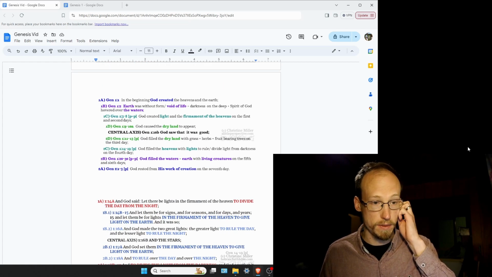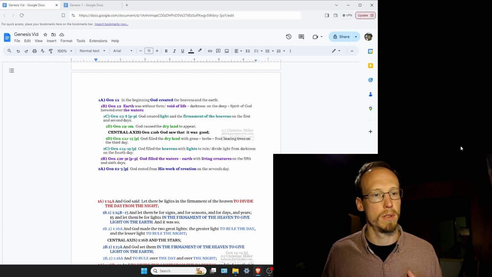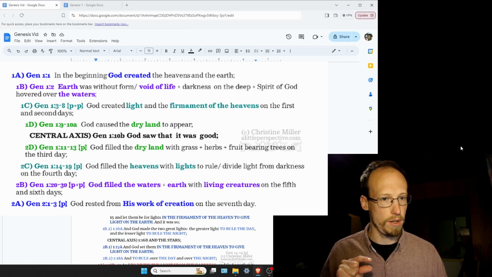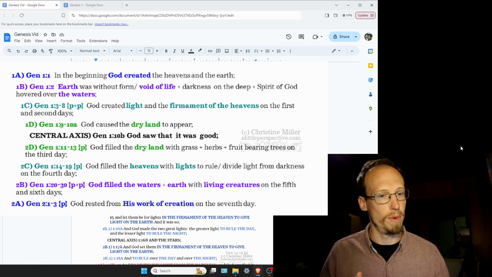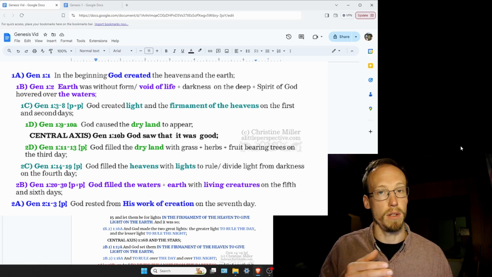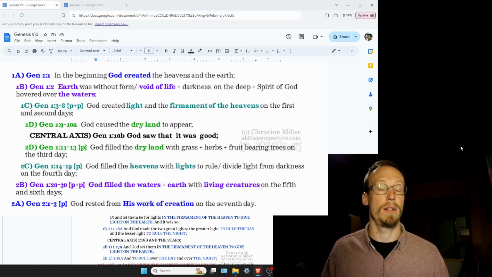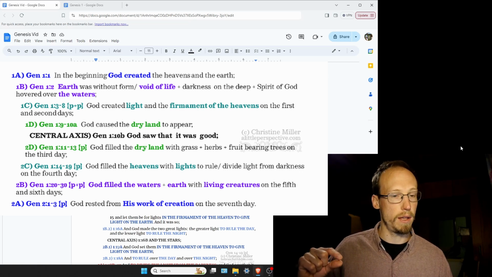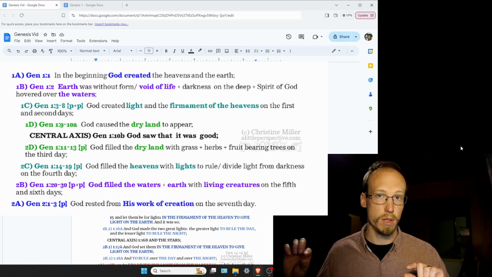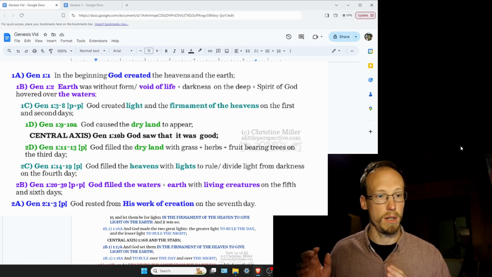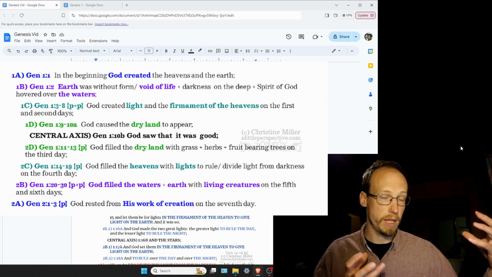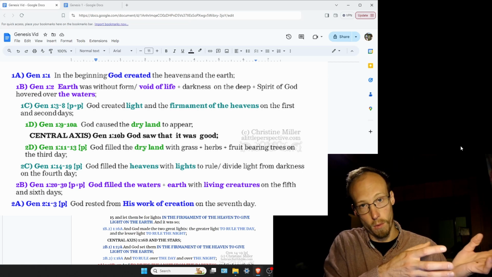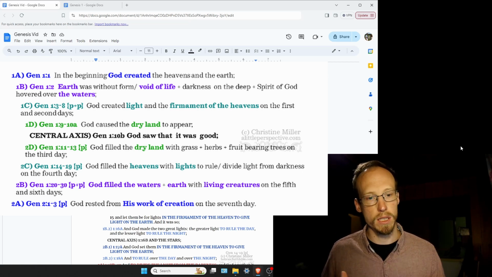So in Genesis, the entire chapter follows a structure something like this. Genesis 1: in the beginning, God created the heavens and the earth. The earth was without form and void. Then God creates the light and the firmament. Then God causes the dry land to appear, and God saw that it was good. He says that throughout, but here's the central thesis of Genesis 1: God took this unordered, chaotic mess in which nothing could live, and he formed it into something which was habitable, peaceful, good.